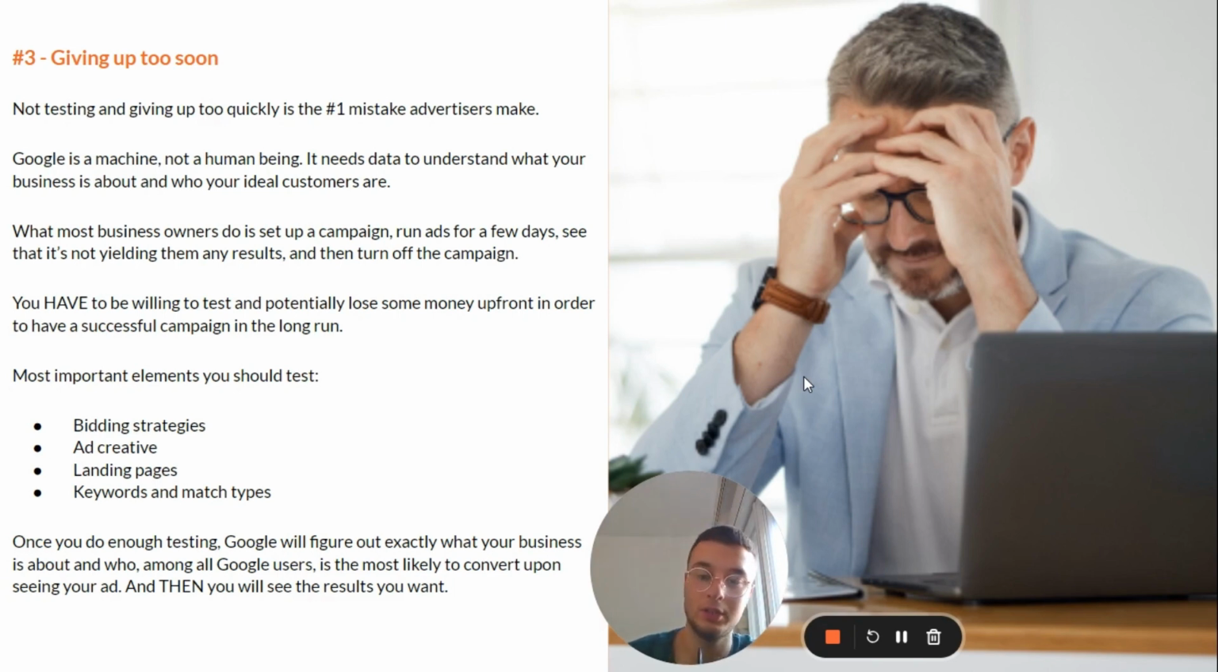You have to be willing to test and potentially lose some money up front in order to have a successful campaign in the longer run. You should be testing everything, bidding strategies, ad creative, landing pages, keywords, match types, and more. Once you do enough testing, Google will figure out exactly what your business is about and who among all Google users is the most likely to convert upon seeing your ad. And then you will see the results you want.